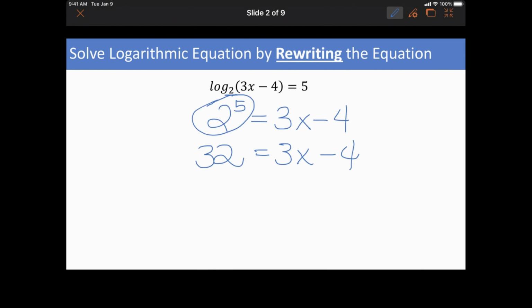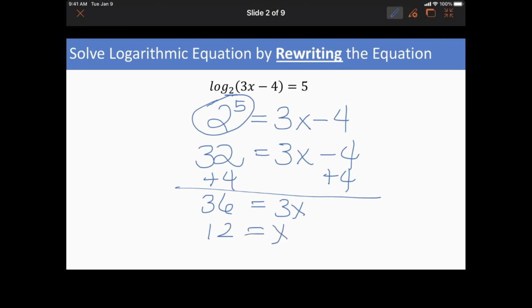Once you get to here, it's just a regular equation. Regular, nice, linear equation. And that's the power of logarithms. One of the many things you can do.